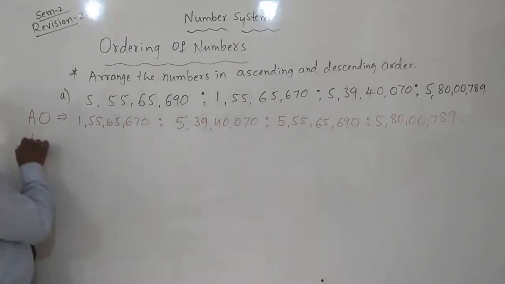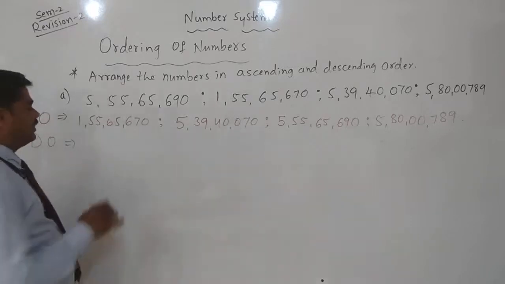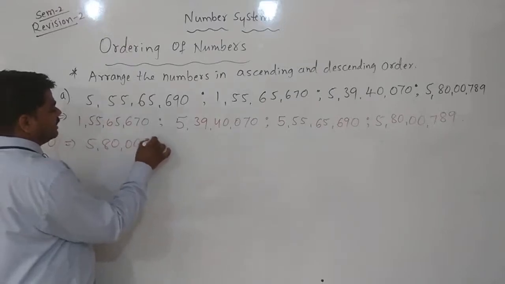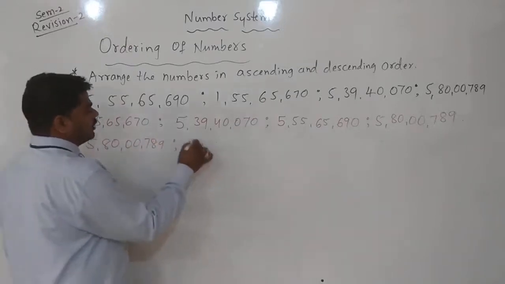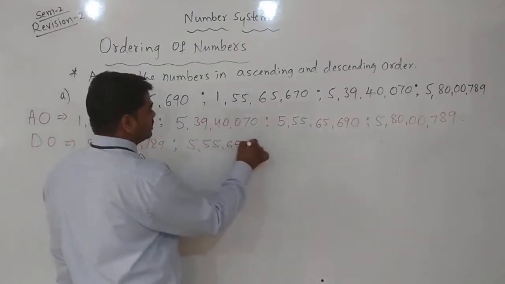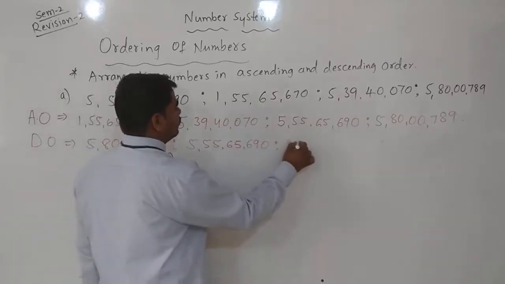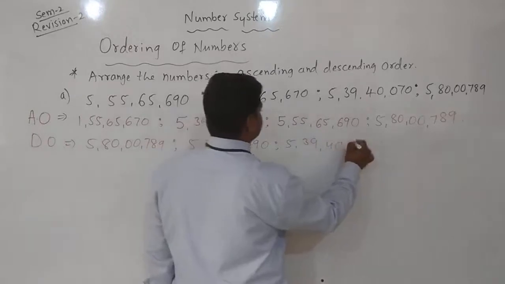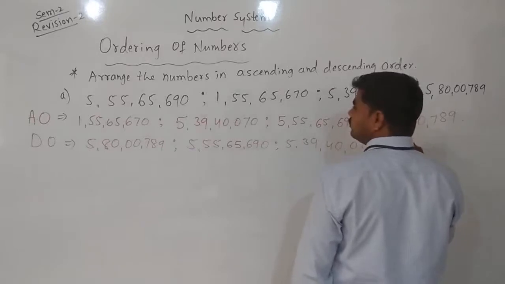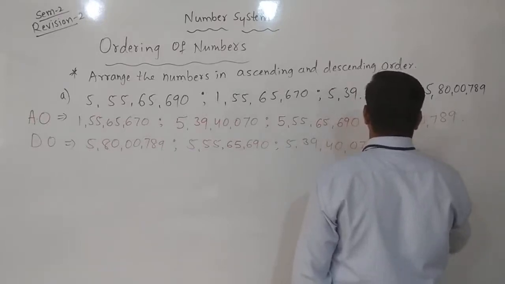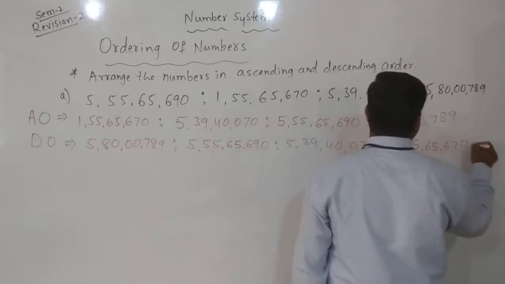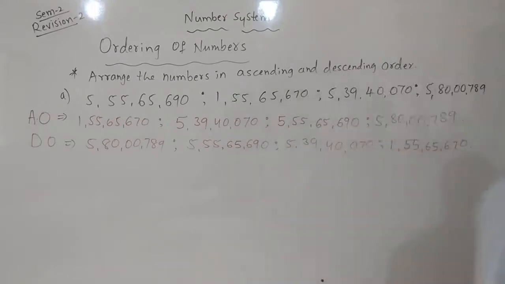Biggest to smallest. Arrange the biggest number first, that is 5 crore, 80 lakh, 789. And the next number is 5 crore, 55 lakh, 65,690. Next 5 crore, 39 lakh, 40,070. And the smallest one, 1 crore, 55 lakh, 65,670. This is the numbers arranged in descending order.